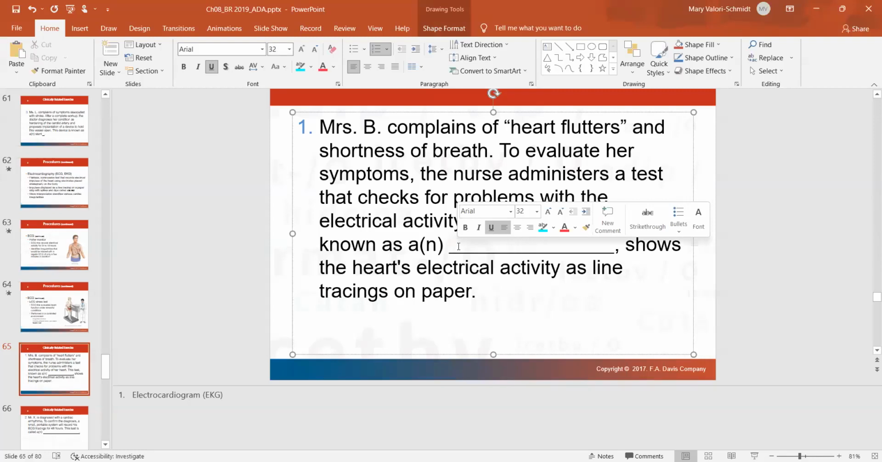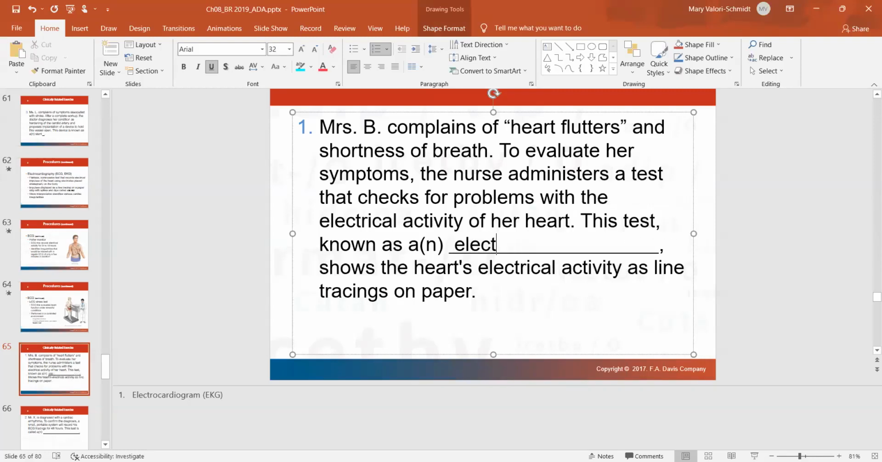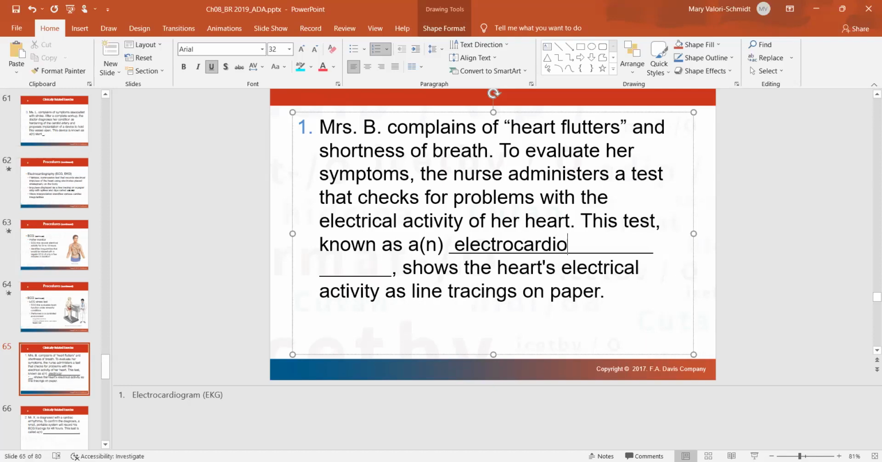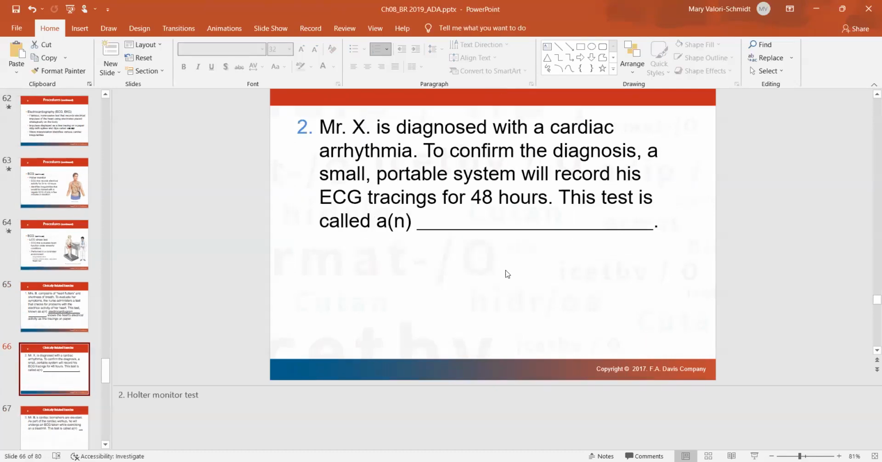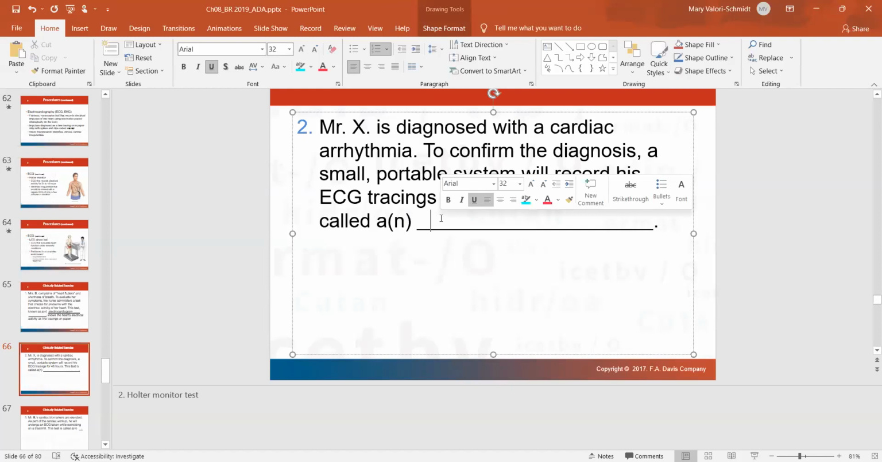EKG or an ECG. It's an electrocardiogram. Very good. And to confirm the diagnosis, we're sending Mr. X home with a little portable EKG system. What's that called? A Holter monitor.